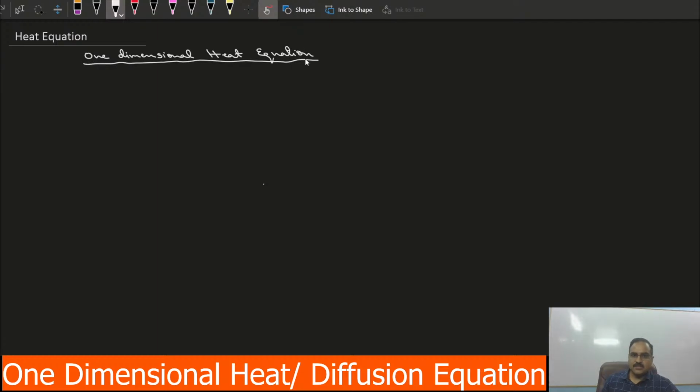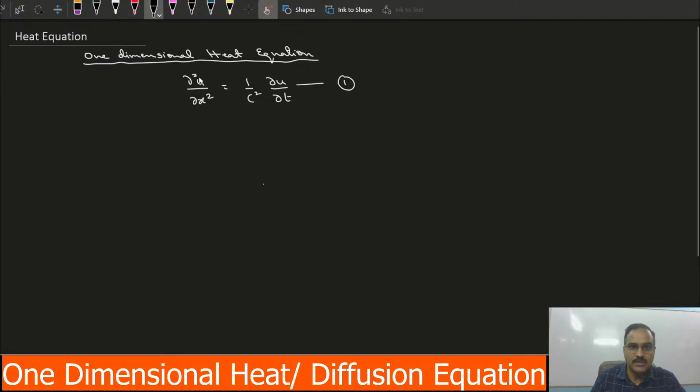So starting with the concept, we have been provided with the equation ∂²u/∂x² = (1/c²) ∂u/∂t. That will be equation number 1. What we have to do is derive the heat distribution function from this equation, and the heat distribution function is u, which depends upon the variables x and t.